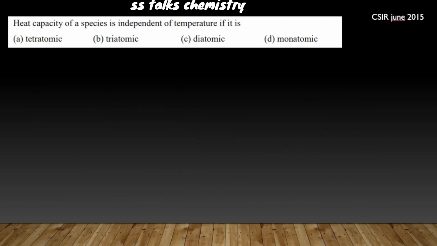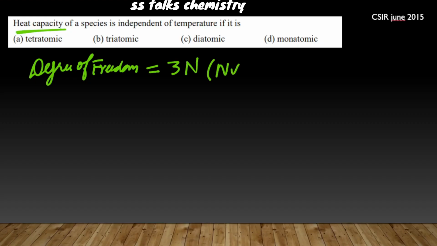Now moving to the next one, this question. The heat capacity of the species is independent of the temperature if it is which type of gas. So now the heat capacity we have been asked to find out. So we know about the degrees of freedom, that we say is the total number of ways in which the particles can distribute their energies. Right? So total degrees of freedom we have is 3n, where n is the atomicity.